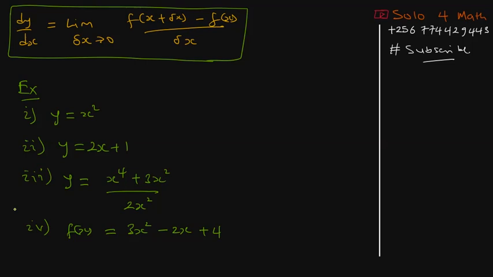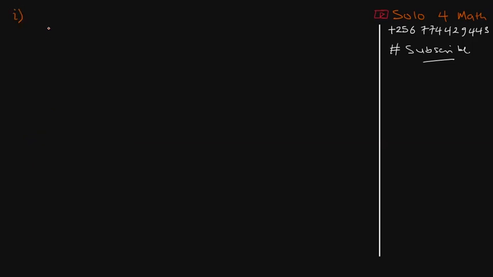Alright, let's move on. Roman numeral 1, we have y equals x squared. Having y equals x squared is the same as saying our f(x) is equal to x squared. So if you have f(x) as x squared, remember our formula. Let me write it here. dy/dx is equal to a limit as dx tends to 0, f(x plus dx) minus f(x) over dx. This is our formula here.